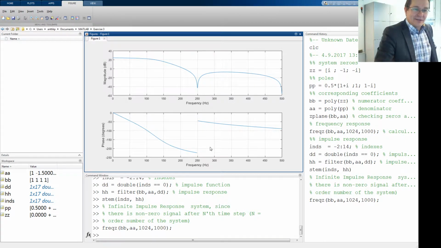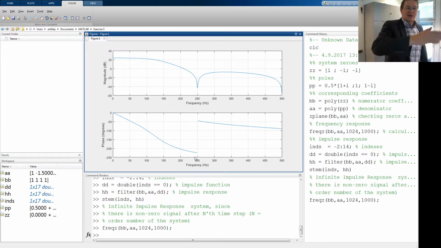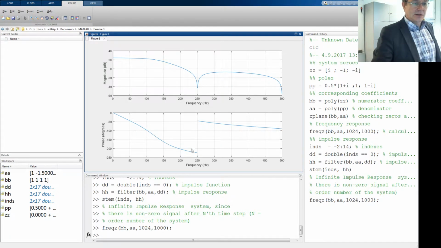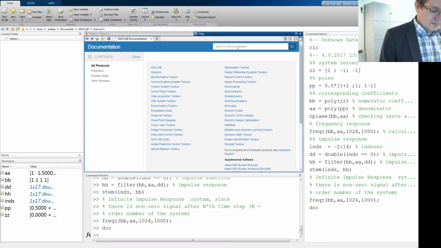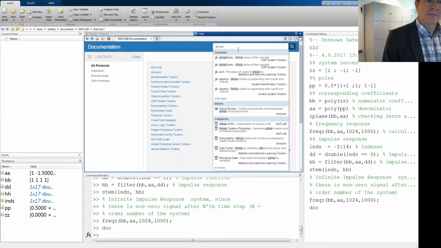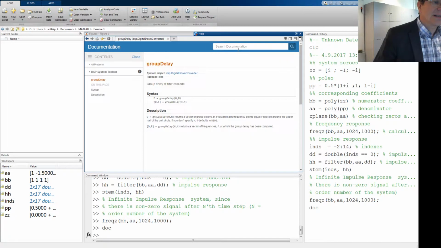Okay, so phase response, and well, that already shows it's non-linear. This is not a straight line. But then we also should take a look at the group delay. I don't just remember what was the name of the function to calculate the group delay. I should take a look at the documentation. Group delay, but let's see if it finds.